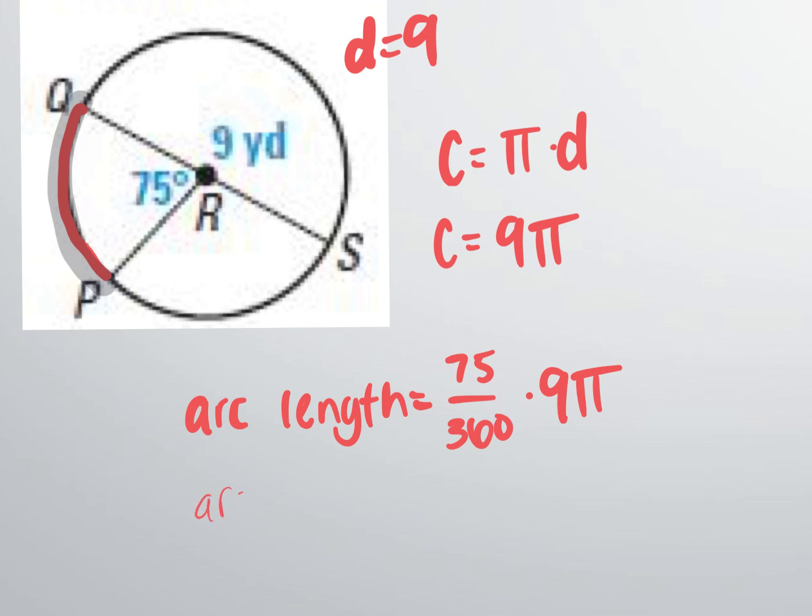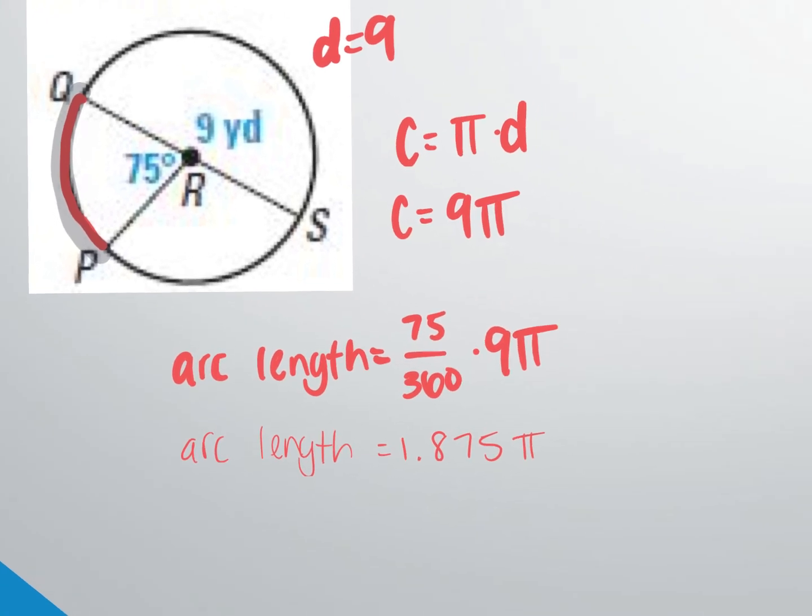So our arc length is going to be 75. Let's plug it into our calculator. 75, divide that by 360, and then multiply that by 9. I got 1.875, and then we have pi at the end. And then lastly, guys, what units should be on that answer? Yards, very good, okay?